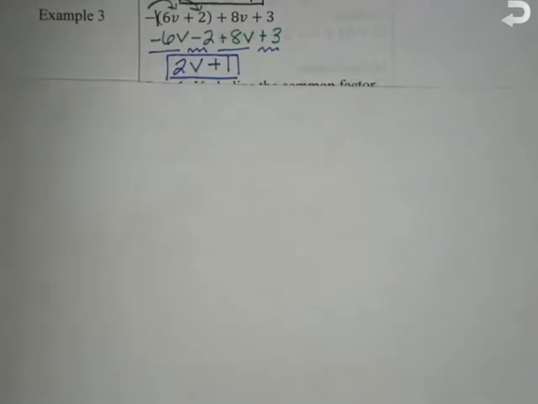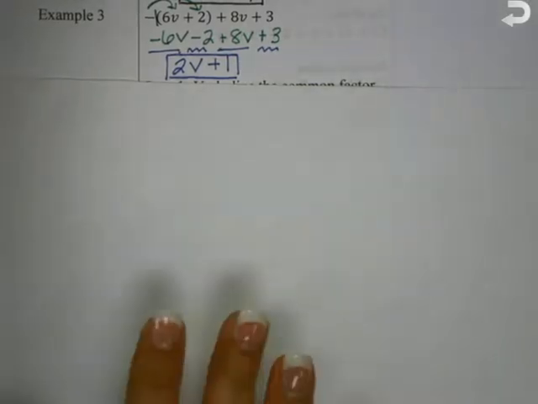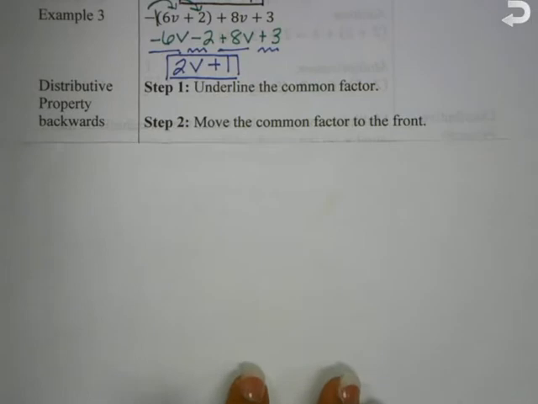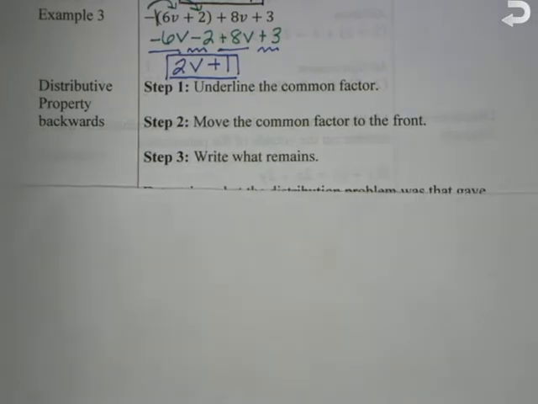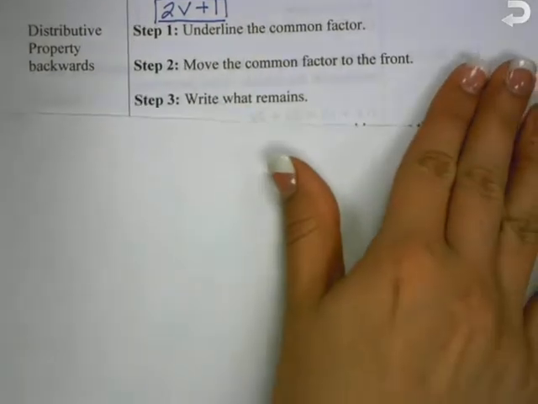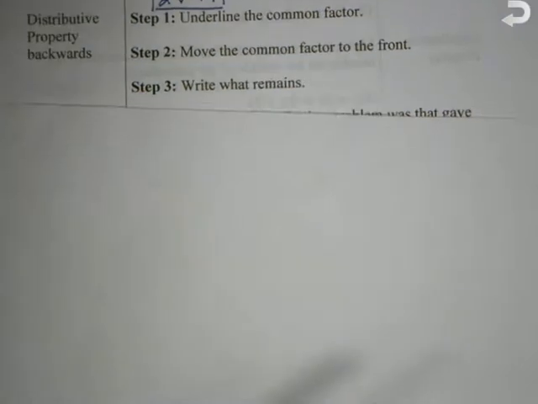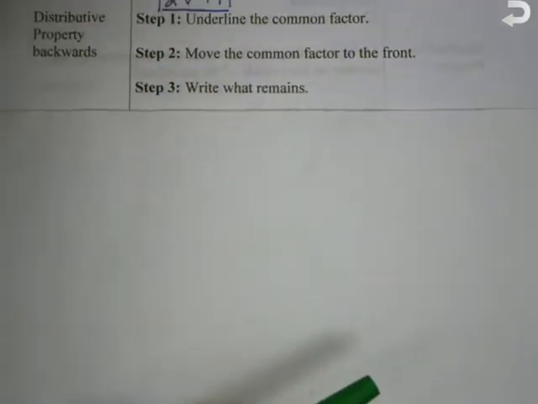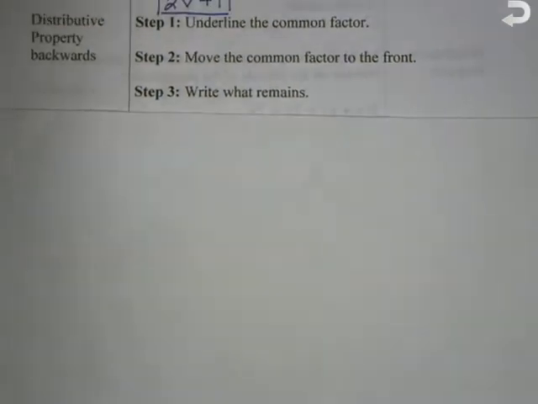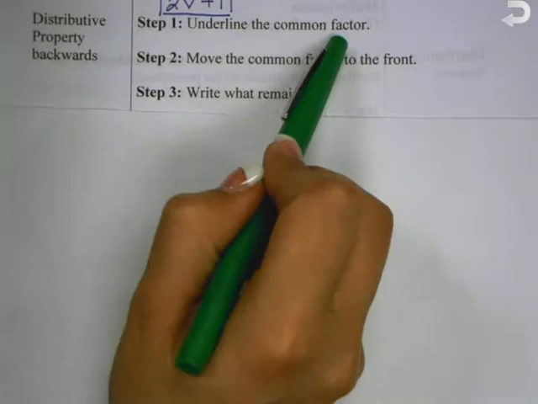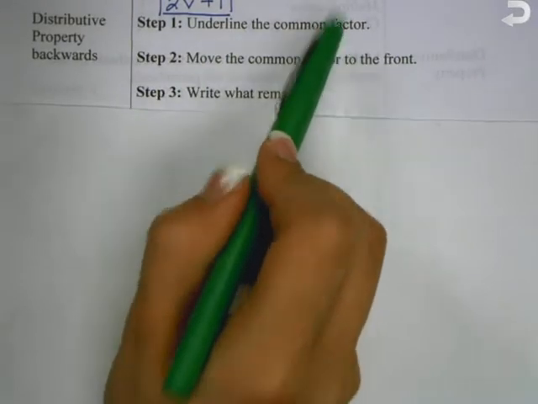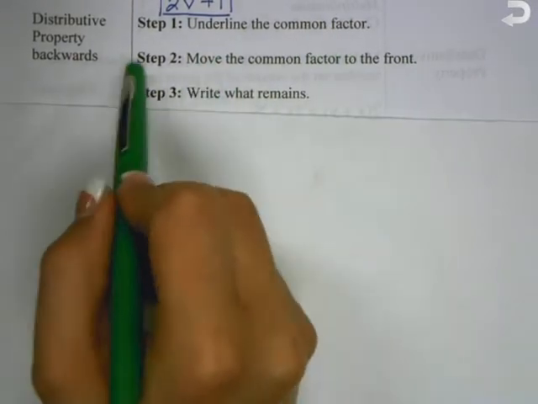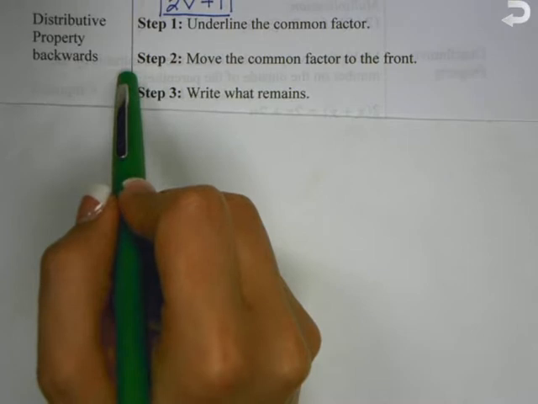One last thing, so we do need to take some notes. There are times where we're going to be asked to take the distributive property and do it backwards. Okay, so to do the distributive property backwards, there's going to be what we call a common factor. So we need to identify that common factor and underline it. Then we move the common factor out to the front and we write what's left.